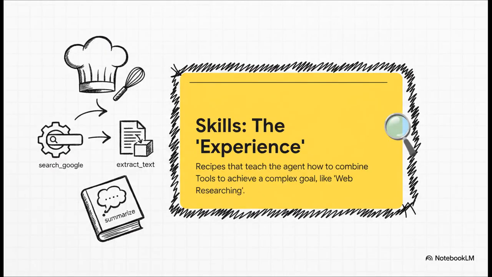So if tools are the individual ingredients, then skills are the recipes. A skill is just a predefined sequence of tool uses that helps accomplish a more complex task. For example, a web researching skill might tell the agent to first use the Search Google tool, then the Extract Text tool from the page, and finally, the Summarize tool. Skills are basically how an agent learns from experience and, frankly, gets better at its job over time.